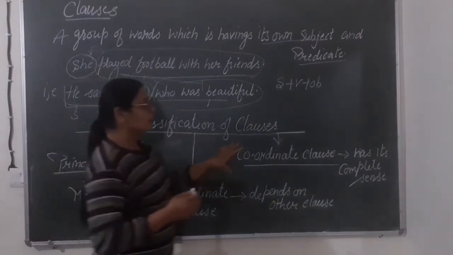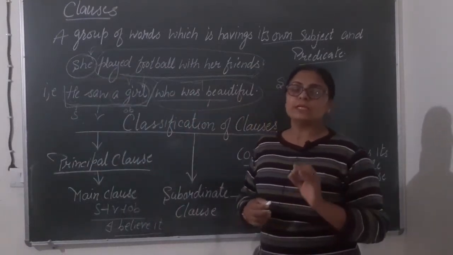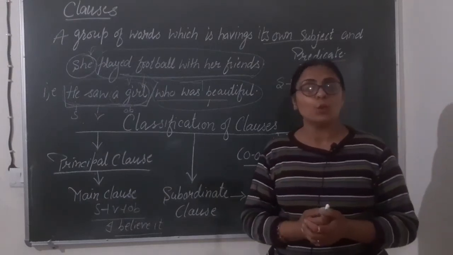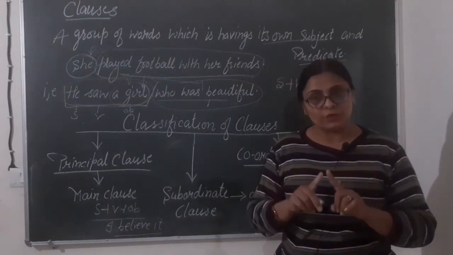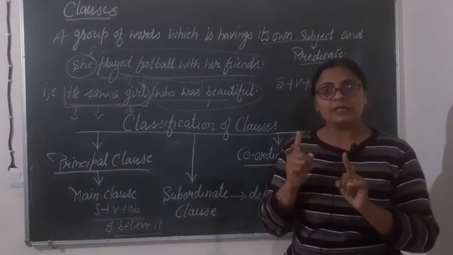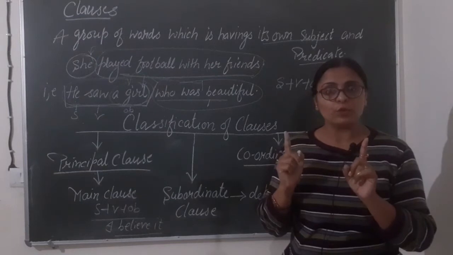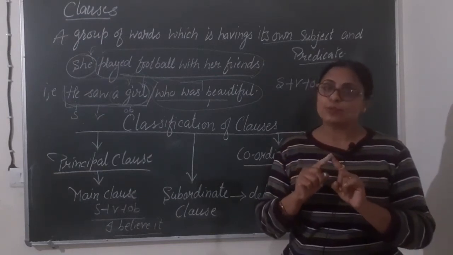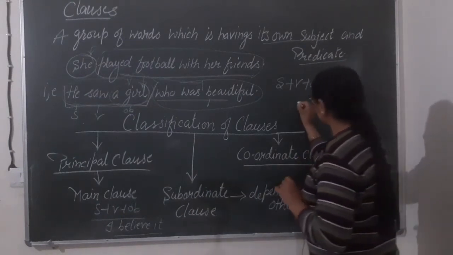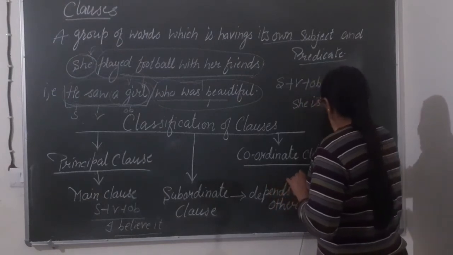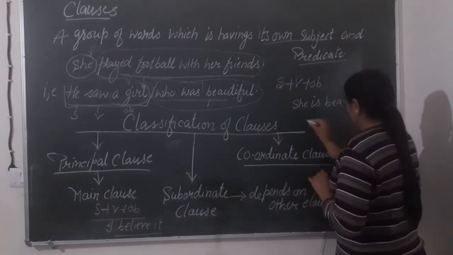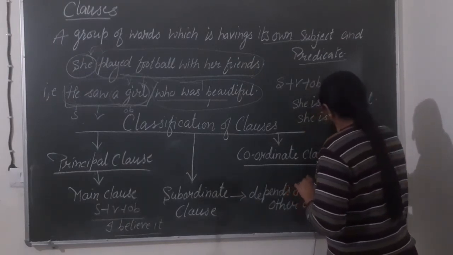Third is our coordinate clause. A coordinate clause is actually a part of a sentence. Like in conjunctions, we came to know about the coordinating conjunctions that join two different sentences into one. One sentence has complete sense, the second also has complete sense, and they both are joined with one conjunction word. That is known as a coordinate clause. For example, she is beautiful. This is one. She is intelligent.